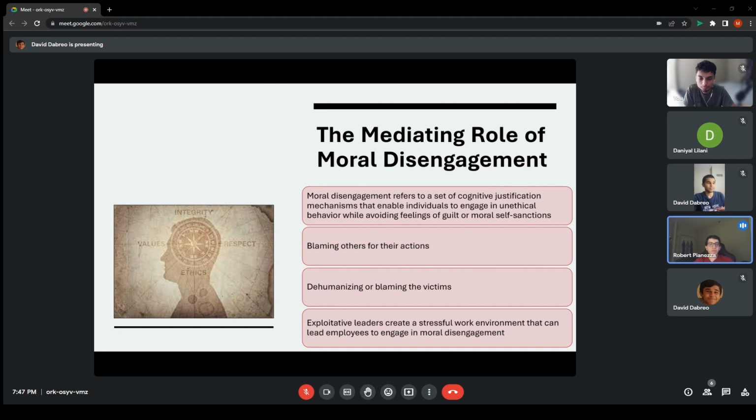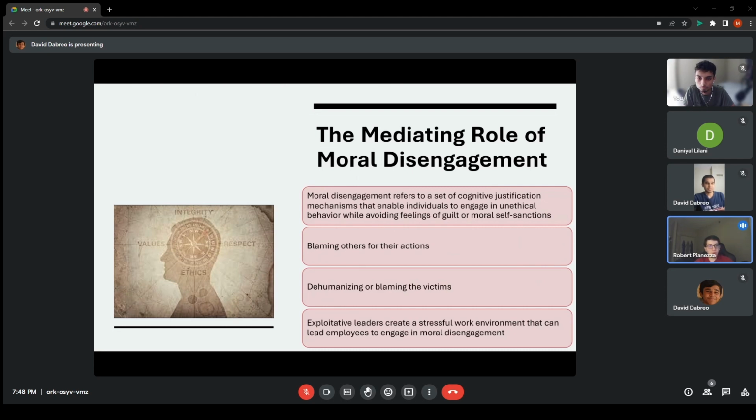Exploitative leaders create a stressful work environment that can lead employees to engage in moral disengagement. As employees morally disengage, they may feel justified in adopting expedient behaviors as they attribute their actions to the pressure exerted by their leaders, minimizing the negative impact of their actions, or believe that those affected by their actions deserve the negative consequences. This moral disengagement then facilitates the relationship between exploitative leadership and employee expediency.